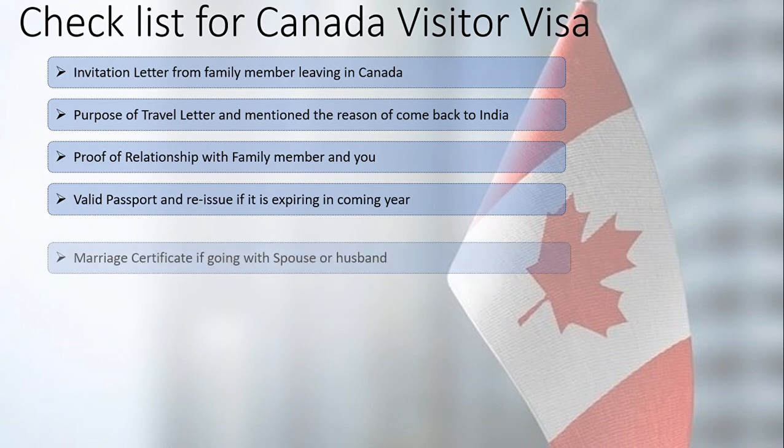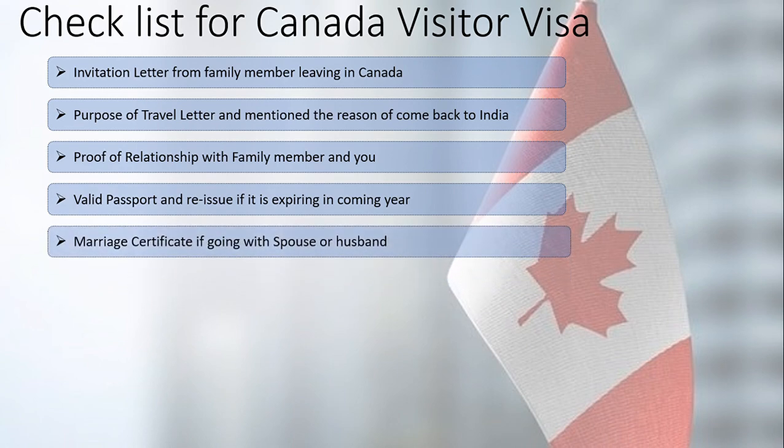Next is the marriage certificate. If you are going alone, there is no need. If you are going with your wife or husband, you definitely need the marriage certificate to prove the relationship between both of you. Another thing: I applied for my wife's brother, so the primary applicant is my wife, not me. So you need to choose as primary applicant the one who has the close relationship with the members living in Canada.